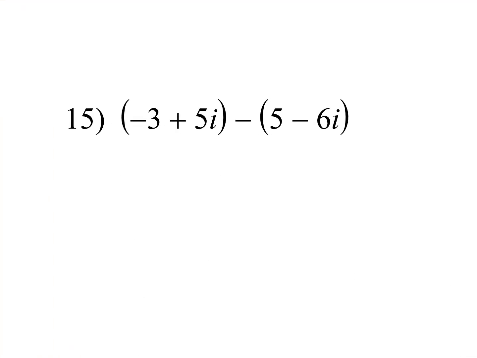So 15 again, I'm subtracting. What do I need to do here? What should I do first? I'm not FOILing. When I subtract I just distribute the minus. So it'll be negative 3 plus 5i minus 5. And then what comes next? Plus 6i.